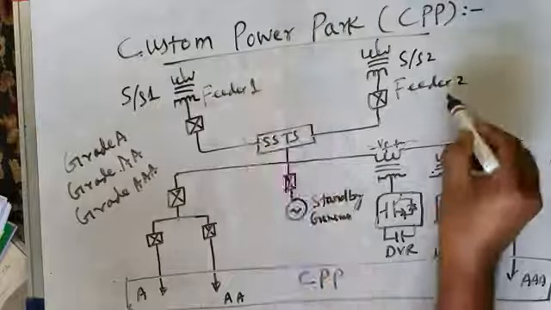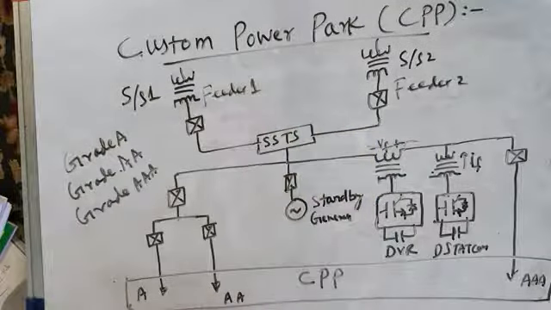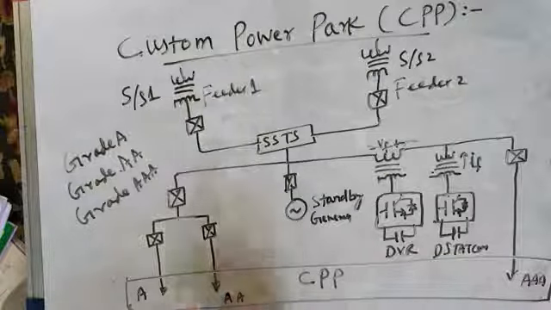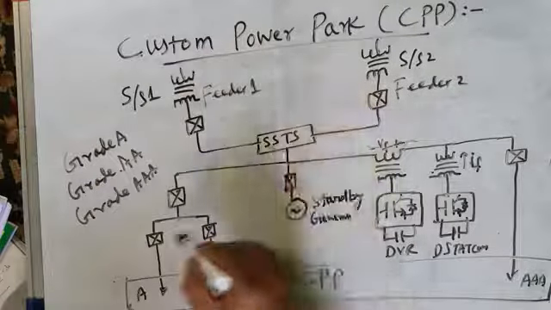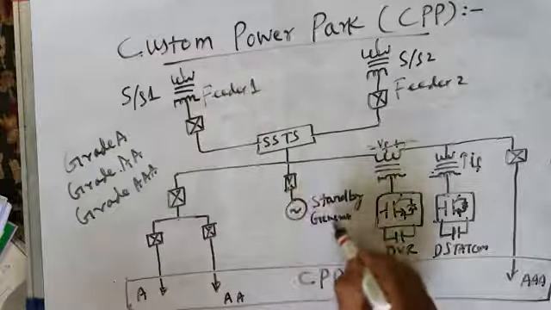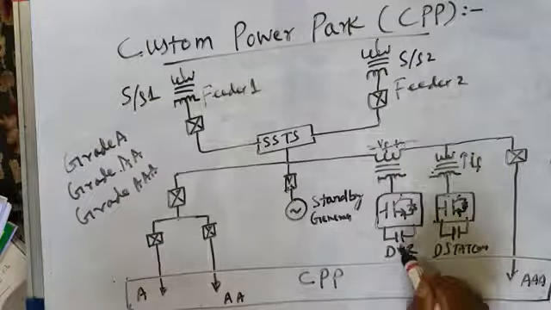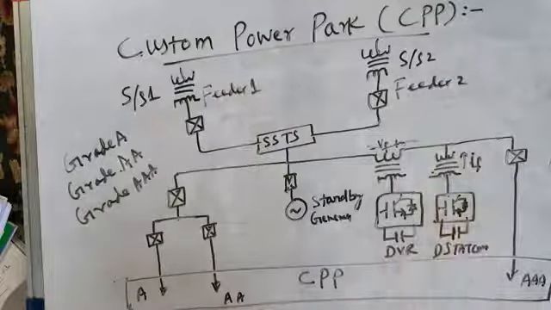This is feeder 1, this is feeder 2. Then we have a solid state transfer switch, SSTS, which we have already discussed. Then we have these boxes, which are all circuit breakers. Then we have a standby generator here. Then we have these custom power devices also, like DVR and D-STATCOM.